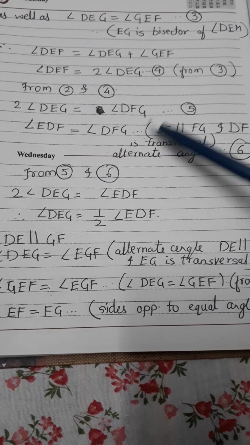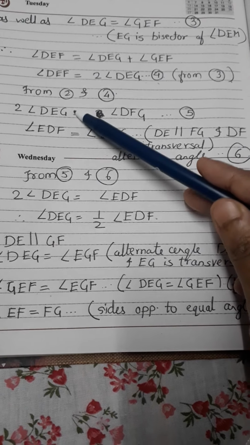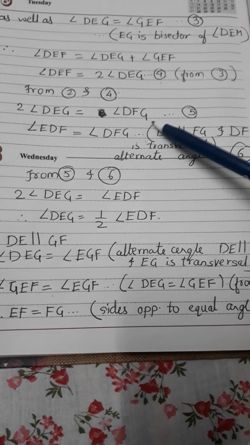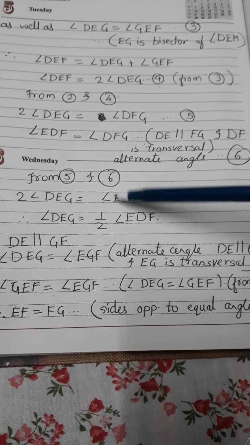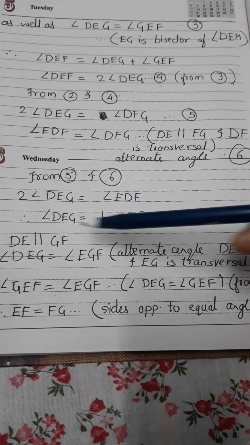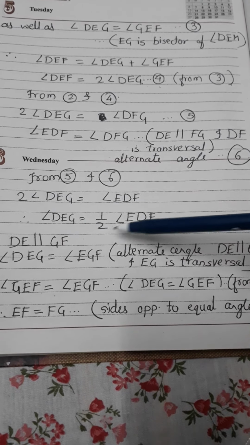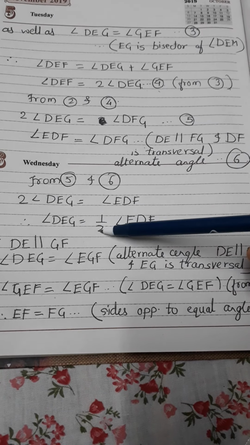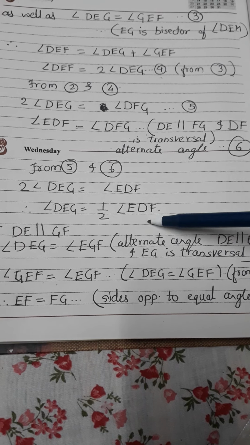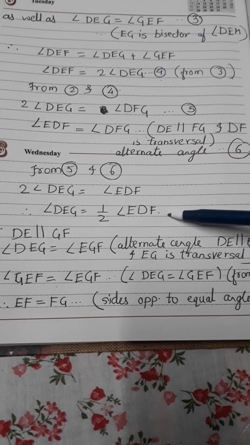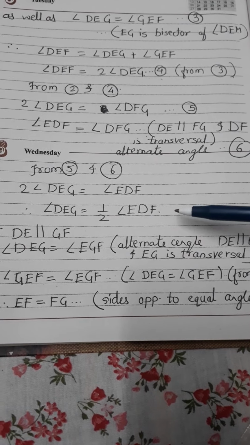Again the RHS is the same, so I just wrote the LHS, and then I just took this 2 across and it became half. So DEG is equal to half of angle EDF. It's as simple as that. Got it? So hence proved.